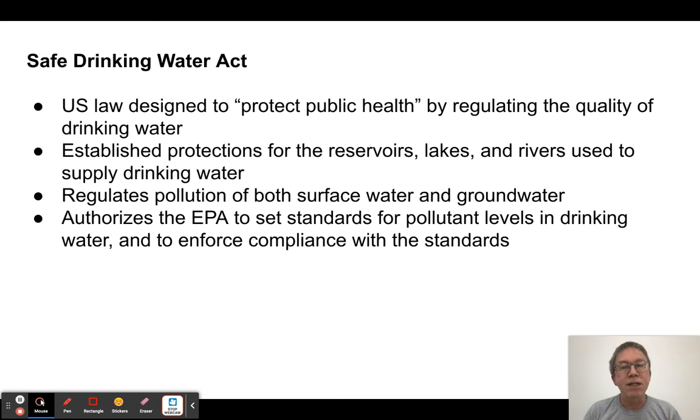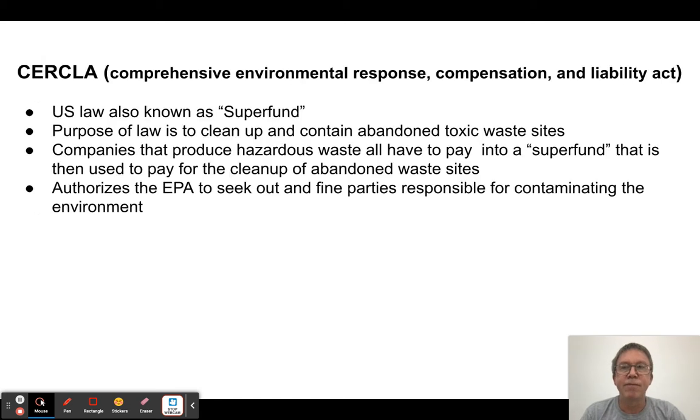And the most important thing is it authorizes the Environmental Protection Agency, the EPA of the United States, to set standards for these pollutant levels, to monitor these pollutant levels, and to enforce compliance with these. So it has teeth behind it, right? It doesn't just set goals. It gives this agency, the EPA, the authority to punish people who break these rules and to determine what is necessary in order to protect the health of people when it comes to the water that they're going to consume.